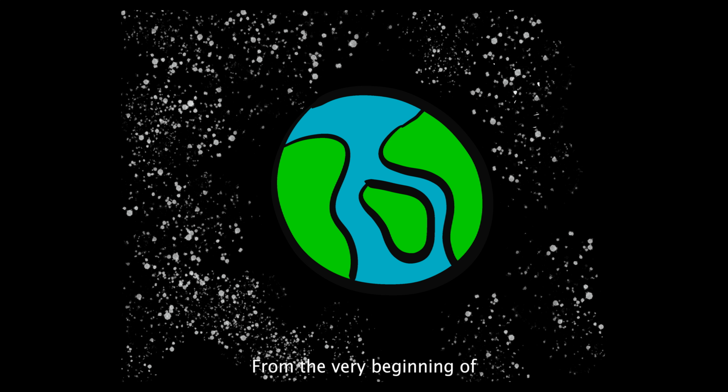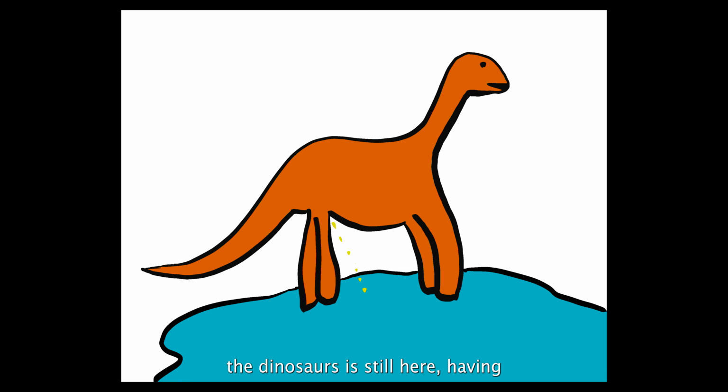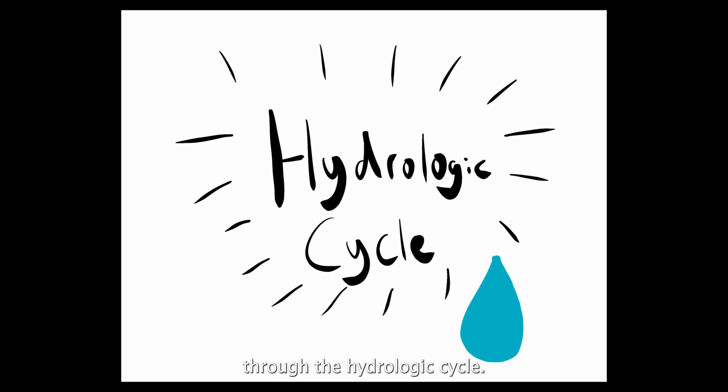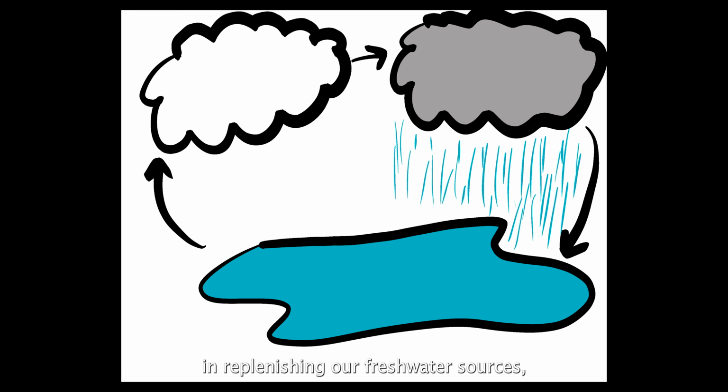From the very beginning of life on planet Earth, water played a crucial role. Today, the very same water that was drunk by the dinosaurs is still here, having constantly been repurposed through the hydrologic cycle, or as you may know it, the water cycle. This cycle plays an important role in replenishing our freshwater sources, influencing weather patterns, and distributing fresh water.